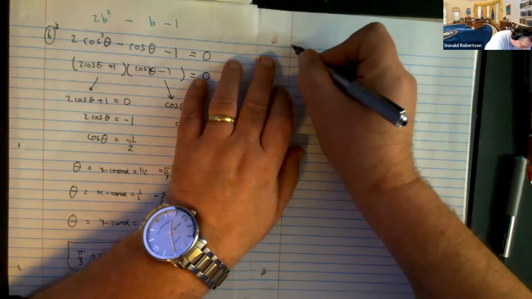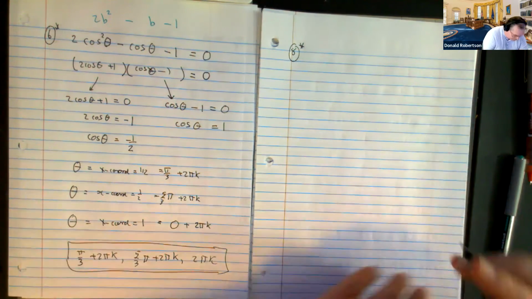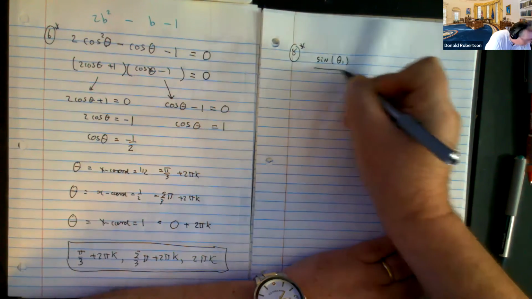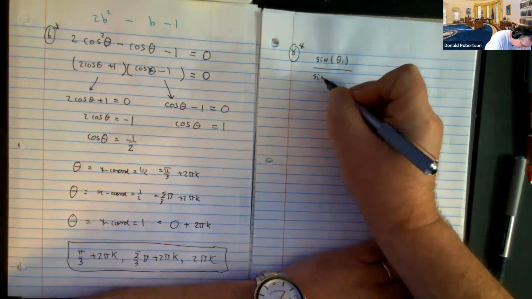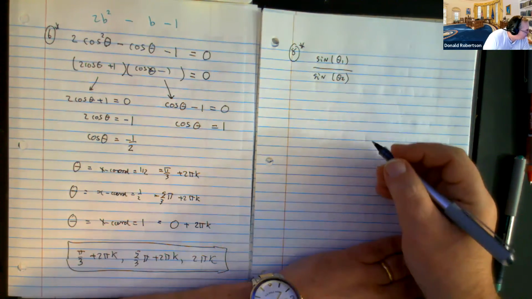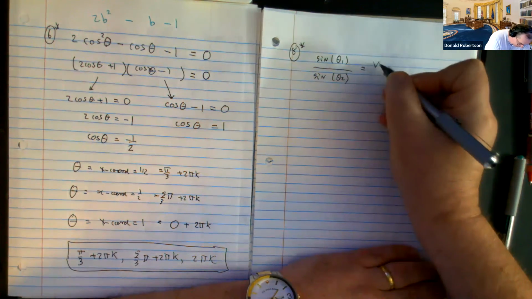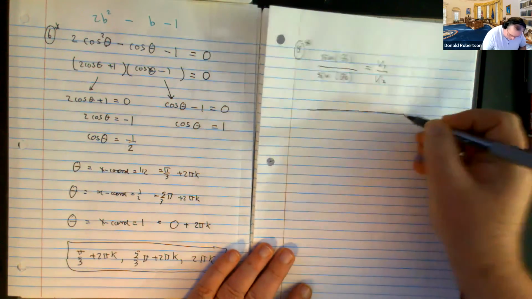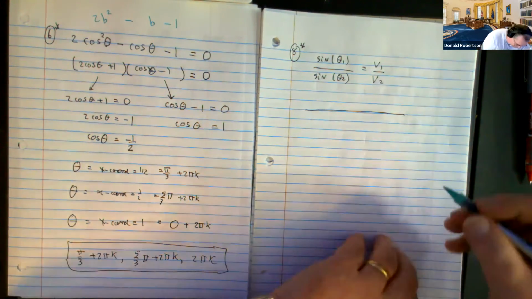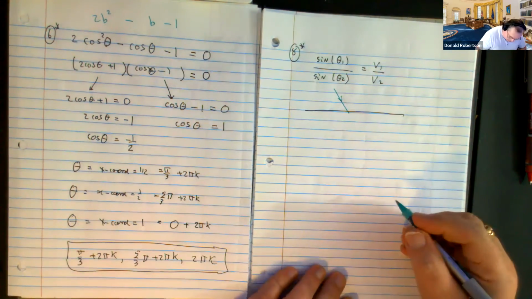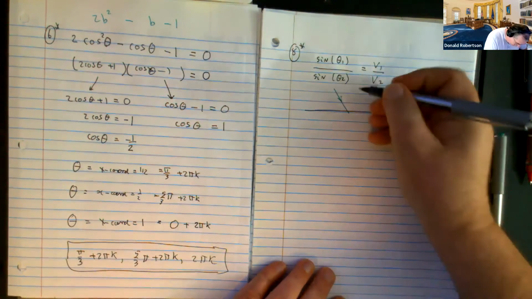Last one of this type is going to be question 8. And that's the end of this section. This one's a little bit different. You're given the formula that the sine of theta 1 over the sine of theta 2 is equal to V1 over V2. I'll actually show you what that looks like. If a beam of light hits a surface like glass or water, it gets deflected from the vertical, which is that dotted line going here.